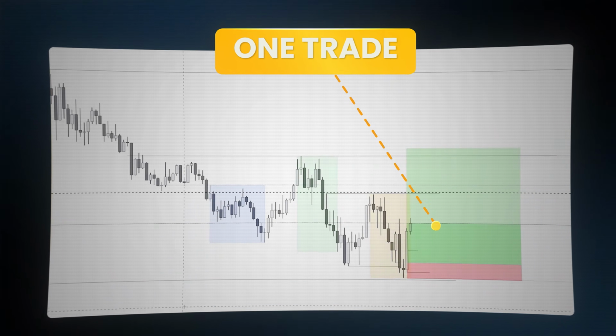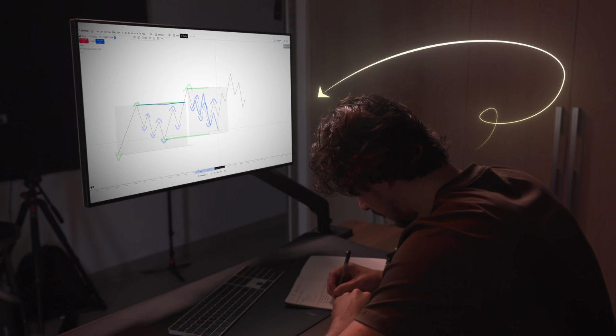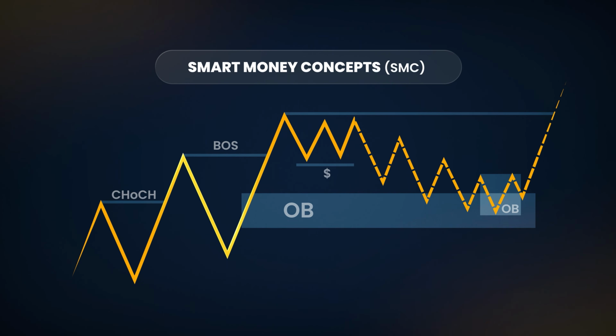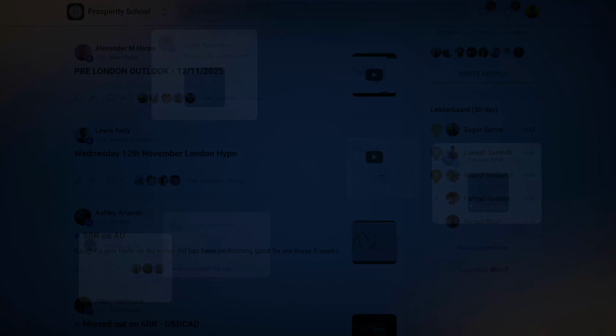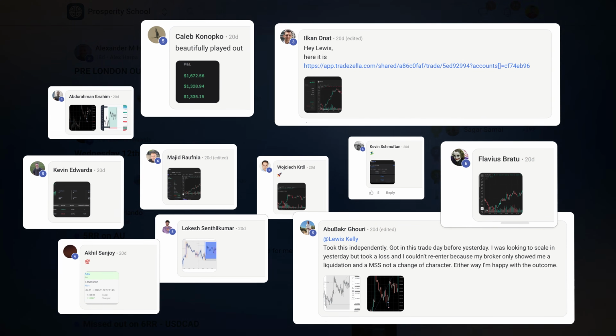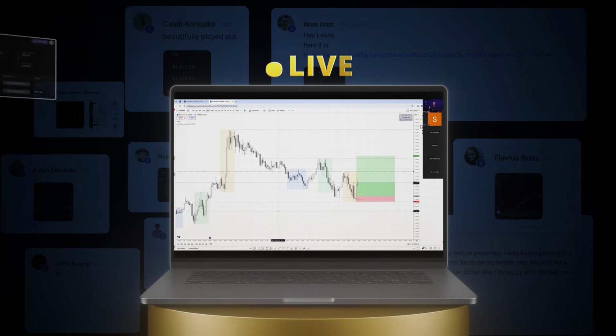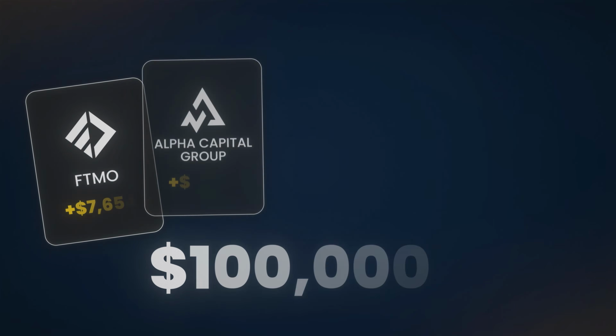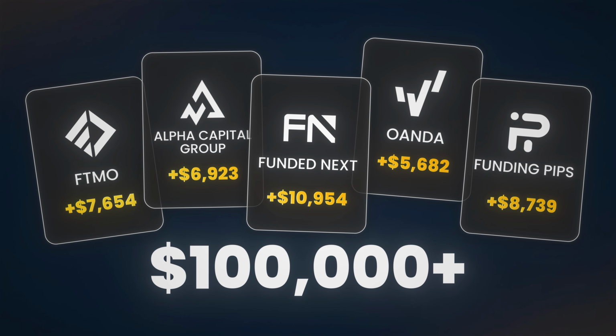I just made $35,000 in one trade following this insanely simple SMC trading strategy. And not only did I take this trade, but over 100 of my inner circle students who trade live with me every day also took this trade. And collectively, our community made over $100,000 on prop firms from taking this trade.